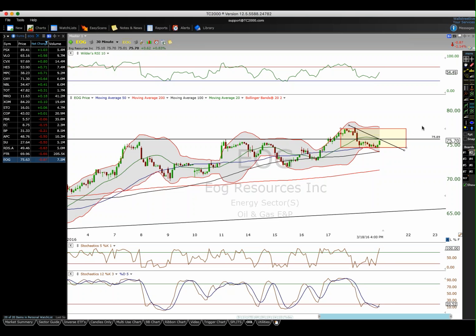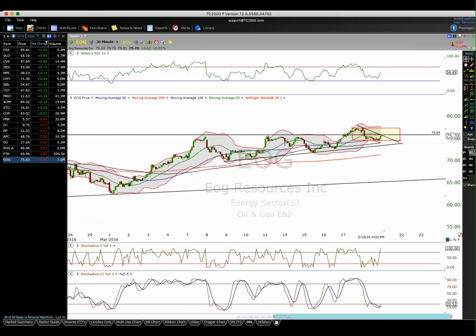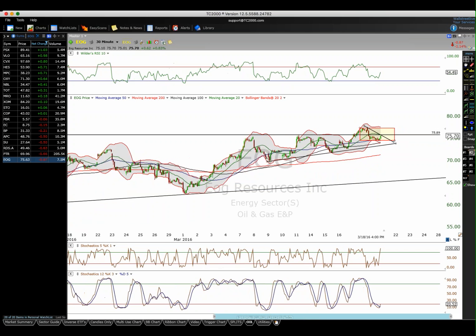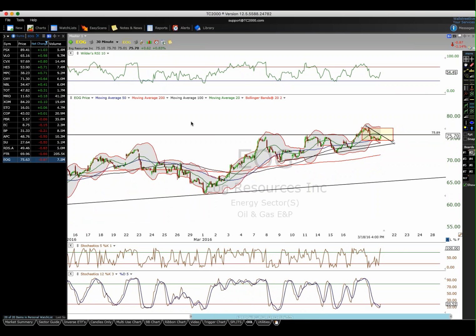Okay. So that's why I always like to do presets, pre-plan, and make sure I know exactly what's going on with these charts ahead of time. Okay. The more you do, the better off you're going to be. So my 30-minute is what I want to really be looking at right here. All right. And setting the plan up for the trade.